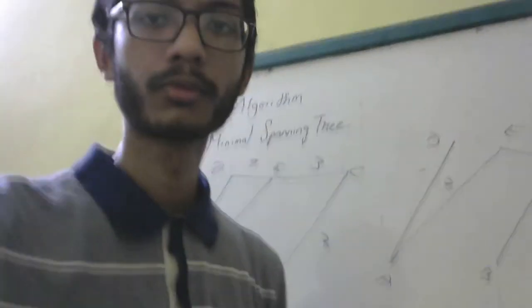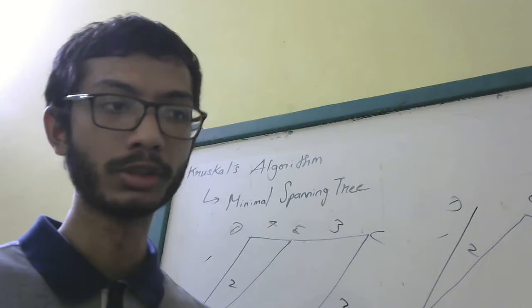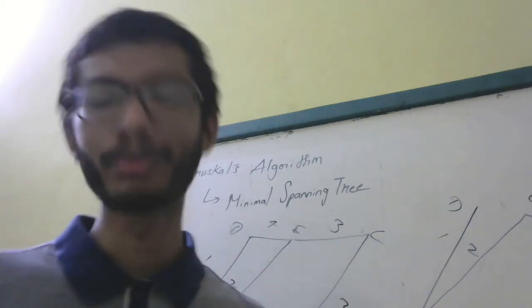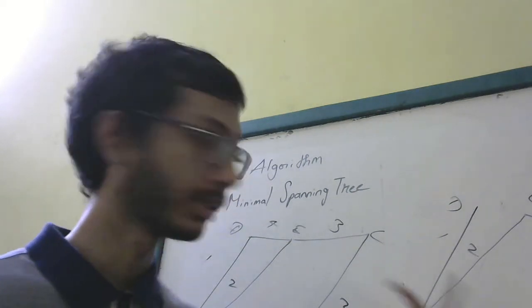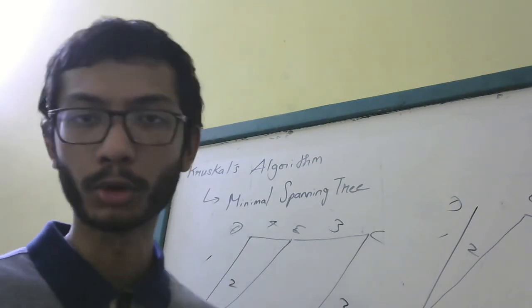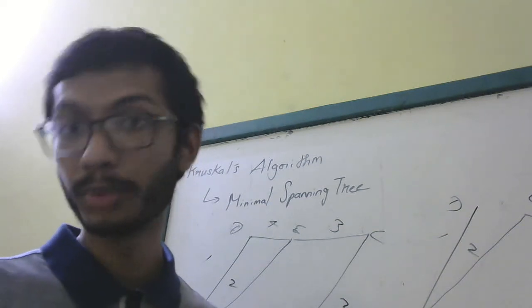Now there's another algorithm other than Kruskal's algorithm, which is called Prim's algorithm. Prim's algorithm is similar to this, but Kruskal's algorithm is much easier to implement. We could easily find the minimal edge weight using some sorting programs, and we could easily implement this.